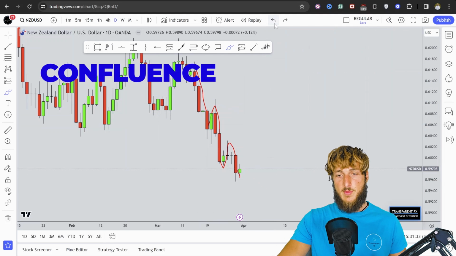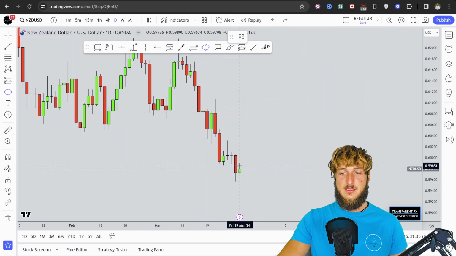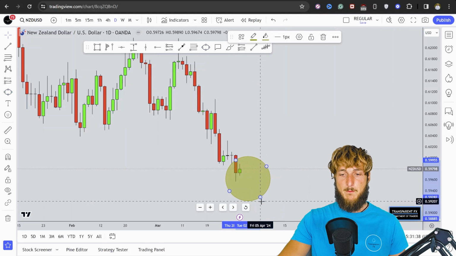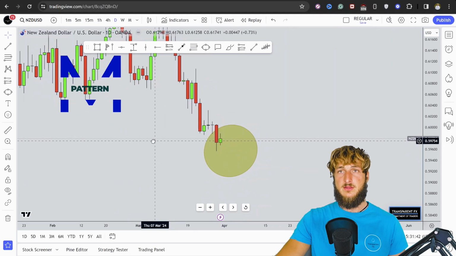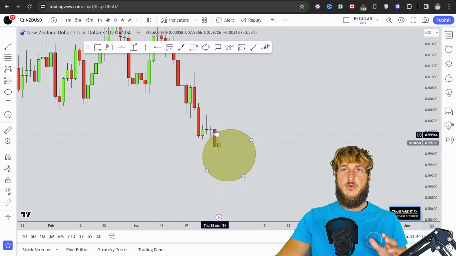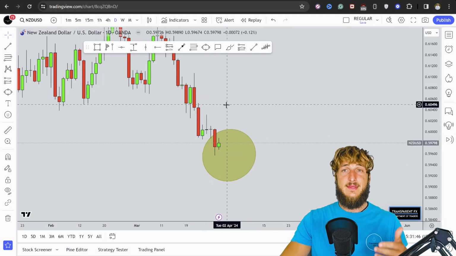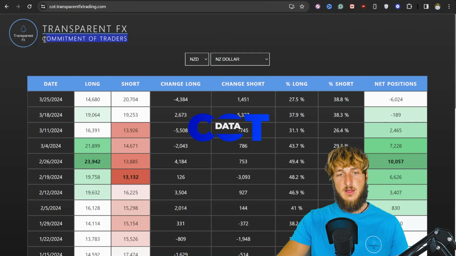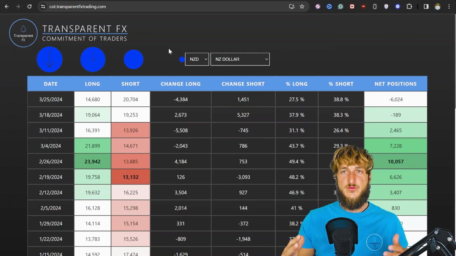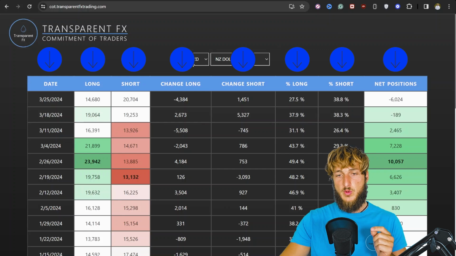However, we have to remember that all this area is confluence of support from a monthly standpoint, and we must also keep in mind how we have that M pattern on the weekly time frame. Now, before we dig deeper into what we have from a technical perspective here on the daily time frame, first, let's go and see what we have when it comes to the commitment of traders, so what hedge funds and the big players in the market are doing on the NZD.